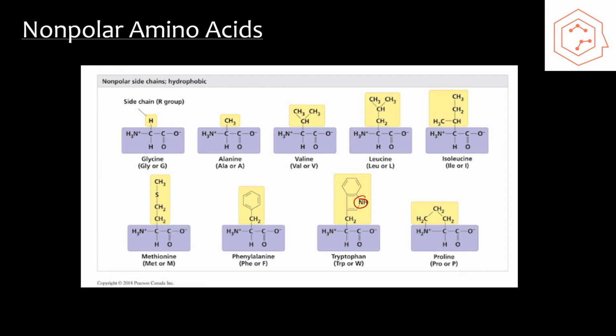Now, a way to memorize these is to use the mnemonic or acronym GLAMP TVIP. So GLAMP TVIP, nonpolar hydrophobic, so you have glycine, leucine, alanine, methionine, phenylalanine, tryptophan, valine, isoleucine, and proline.